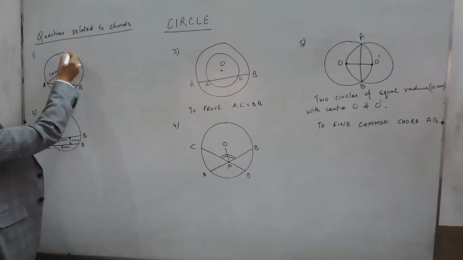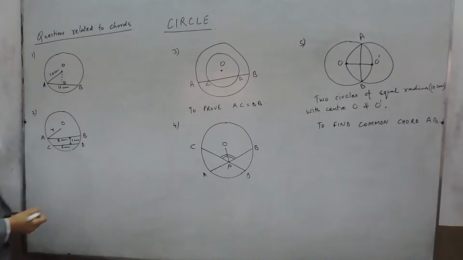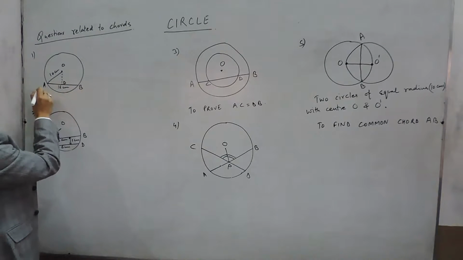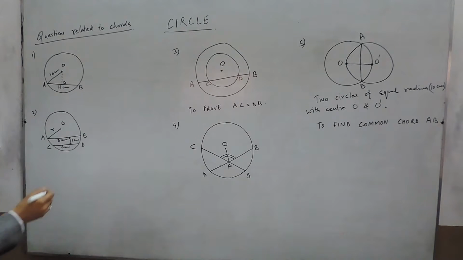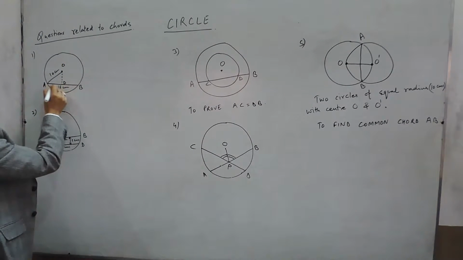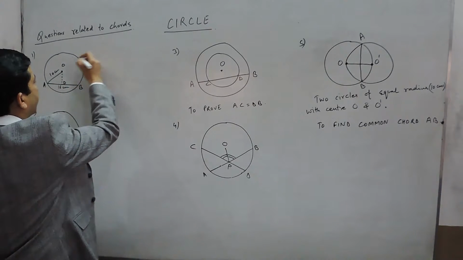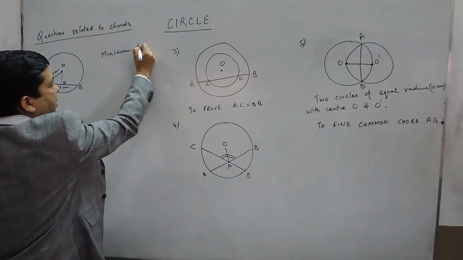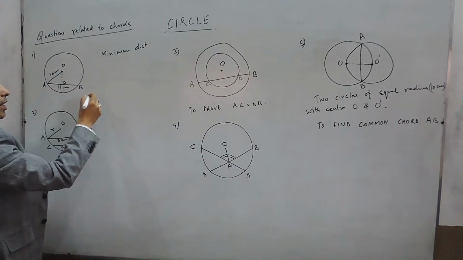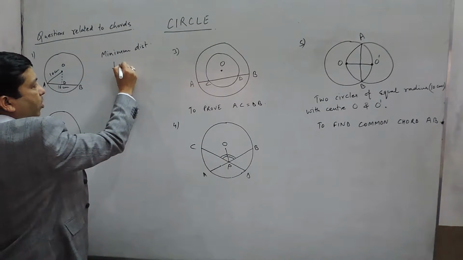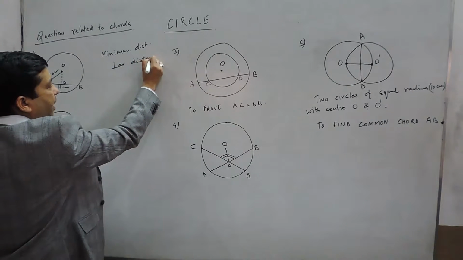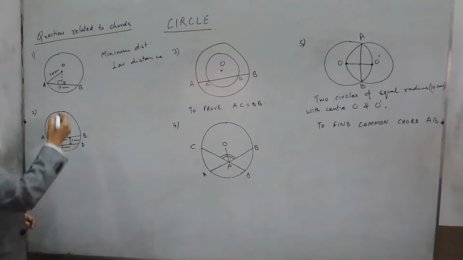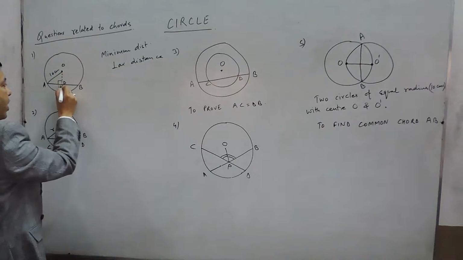The first question can be: there is a circle whose radius is 10 centimeters. We draw a chord AB of length 16 centimeters, and we have to find the distance from the center to this chord. We know that the distance from the center to the chord is the minimum distance, and the minimum distance from a point to a line is always the perpendicular distance. So here we are clear that OD is perpendicular to AB, and we have to find the length of OD.